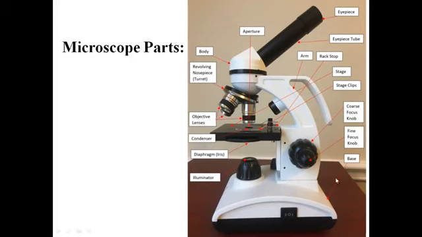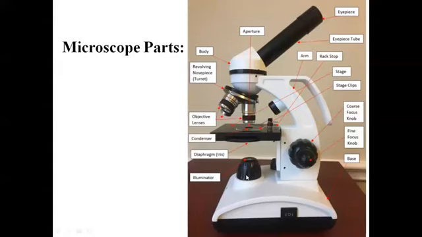Then the base, of course, holds the whole instrument. The base also has one important component, your illuminator. Some microscopes use a source like halogen lamps, or at times this is absent. Instead of this, we can also have a mirror.